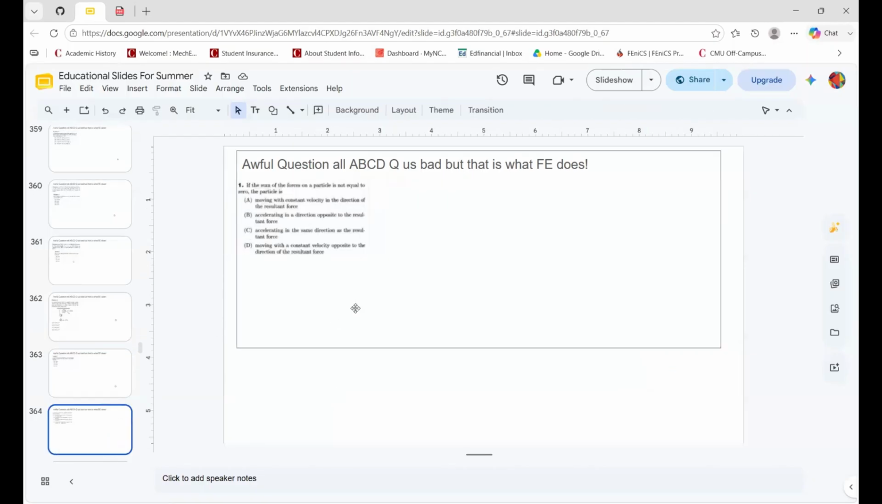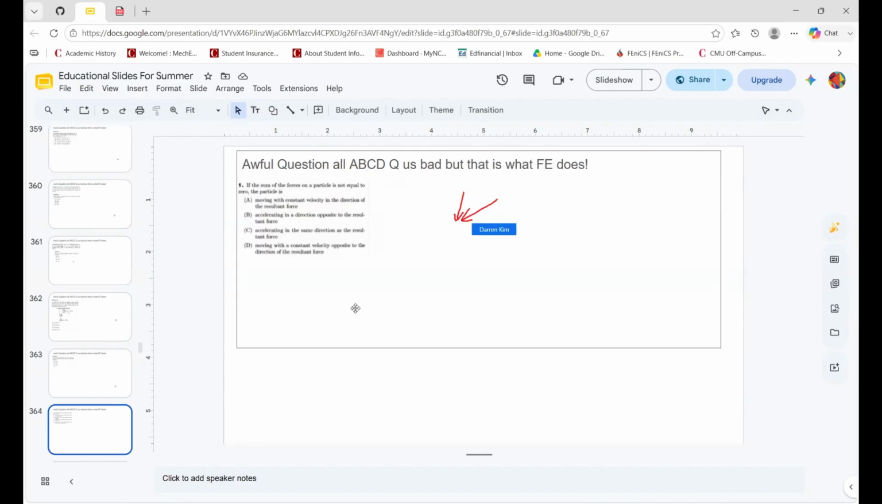If the sum of the forces is not equal to 0, the particle is... Did we do this question before? I swear we did this question earlier. Didn't we? I don't know. The particle is moving with a constant velocity in the direction of the resultant force. So if the sum is not equal to 0, it's not equal to 0.